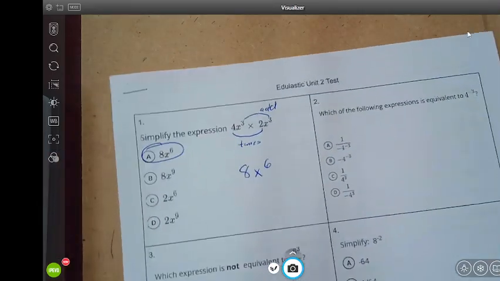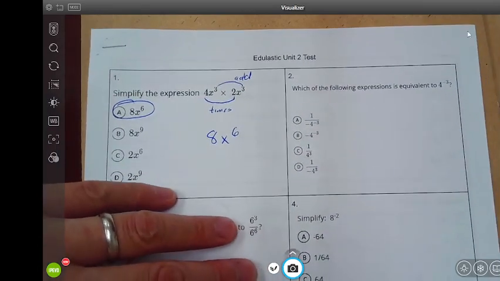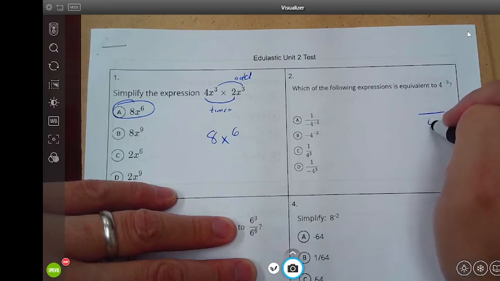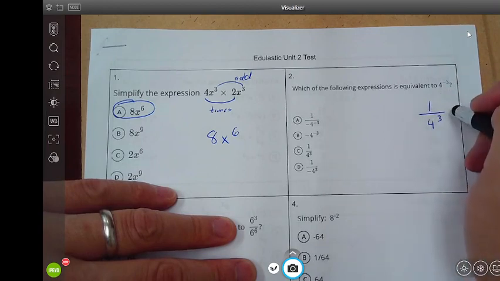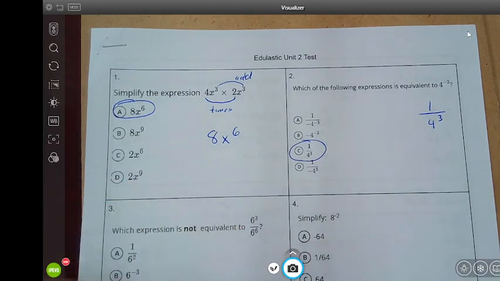All right, number 2, which one of the following expressions is equivalent to 4 to the negative 3? All right, negative exponent, I'm going to rewrite that as a fraction. 4 to the negative 3 goes to the bottom, goes 4 to the positive 3. 1 goes in the numerator, okay? And, oh, look, it's already right there, option C, 1 over 4 to the positive 3.